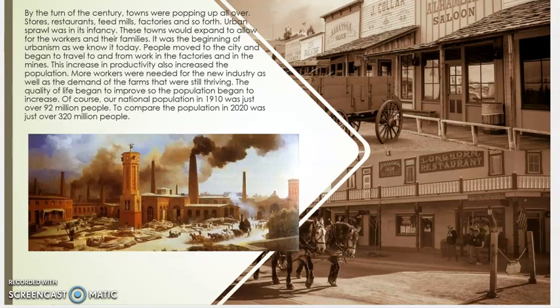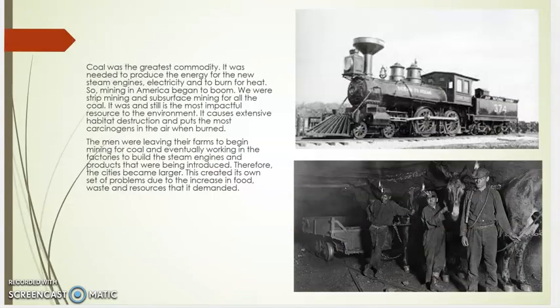People moved to the city and began to travel to and from work in the factories and in the mines. This increase in productivity also increased the population. More workers were needed for the new industry, as well as the demand of the farms that were still thriving. The quality of life began to improve, so the population began to increase. Of course, our national population in 1910 was just over 92 million people. To compare, the population in 2020 was just over 320 million people.